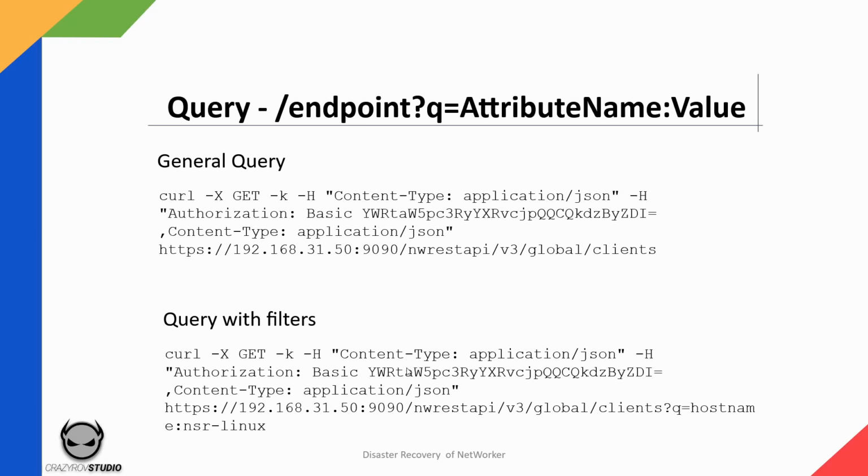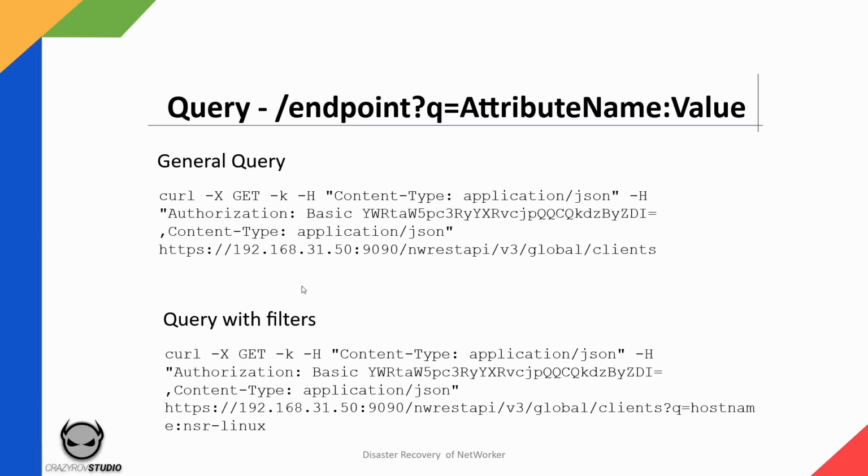The second example here on your screen is the one with the query, and the only difference, if you see, is that there is a URL parameter here which is q, and the value of the parameter is a key value pair, where the key is basically the parameter name and the value is the value of that particular parameter. So here we are using hostname, and the name of the hostname is nsr-linux, and what this is going to do is list out the configuration of all the clients that are configured on the NetWorker server with the hostname nsr-linux.